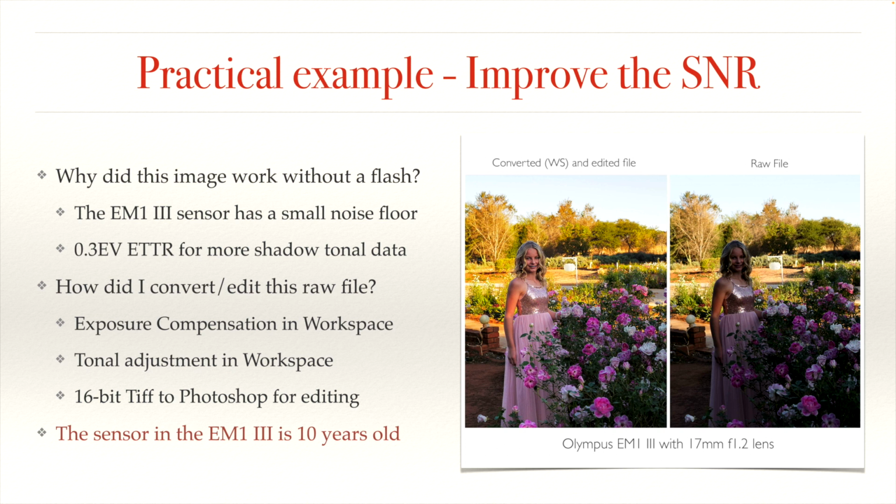Then here's an interesting example. Again, I have a subject in the shadows here, but not as extreme, so the SNR is okay. Then I applied a small ETTR, so I moved my histogram to the right. This enabled me to edit without having a flash, and only edit the image to quite a good result here. The way I did it, I used my tonal adjustments in Workspace to create a very flat curve or a flat profile in Workspace. I then transferred that in a 16-bit TIFF to Photoshop. I used the raw converter in Photoshop and did the final editing in Photoshop. And to me, the end result is quite good.